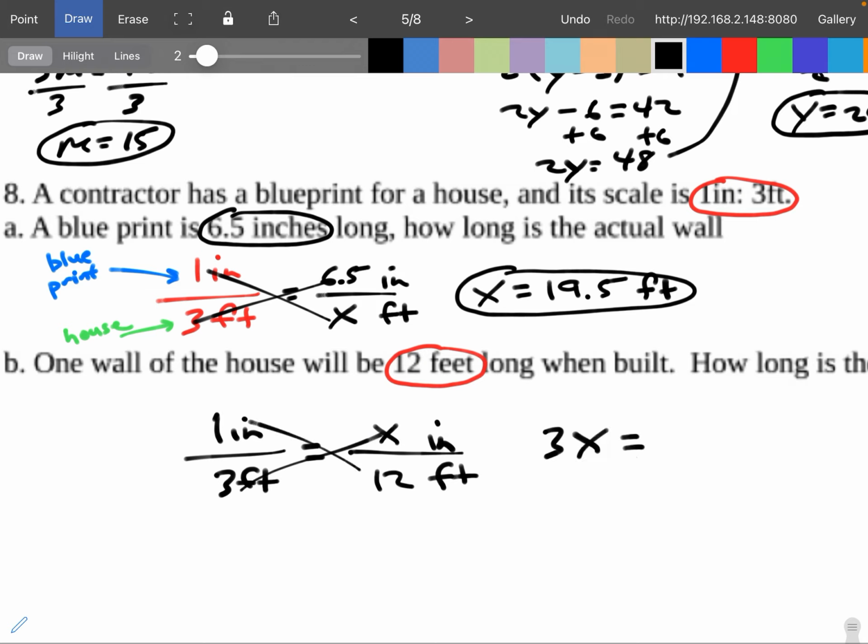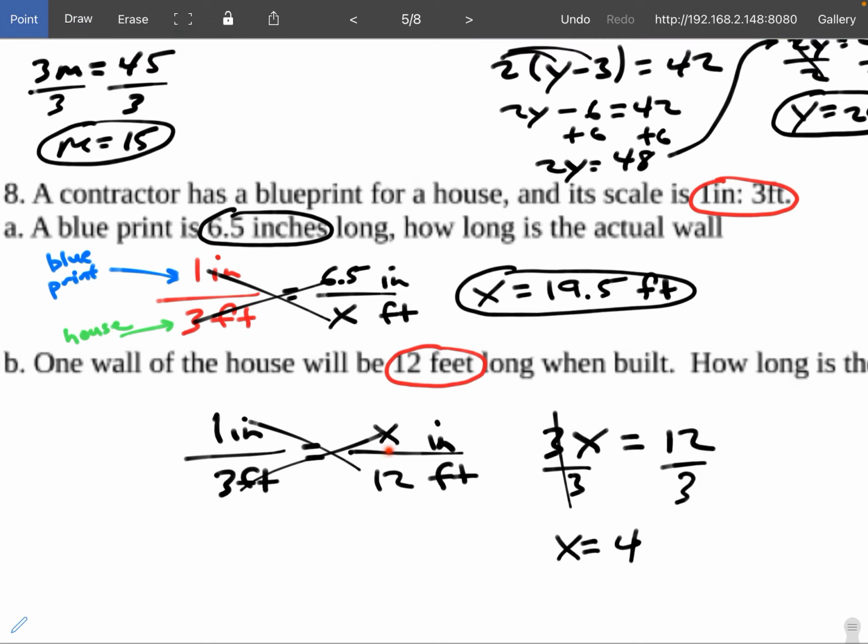So we'll do our cross products again. We'll go this way. We've got 3 times x, so that's 3x equals, and then we'll go the other way. 1 times 12 is 12. Divide both sides by the number out in front of the variable.